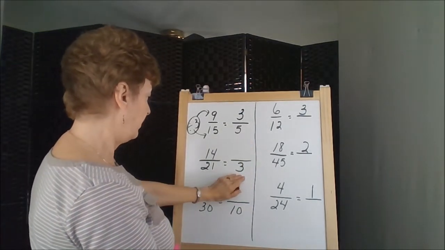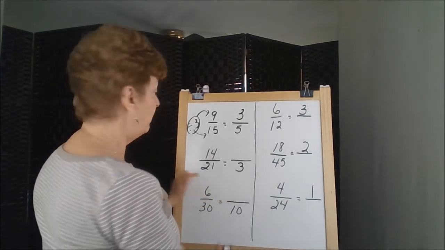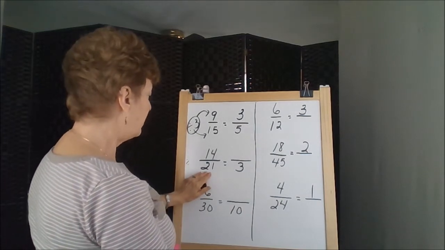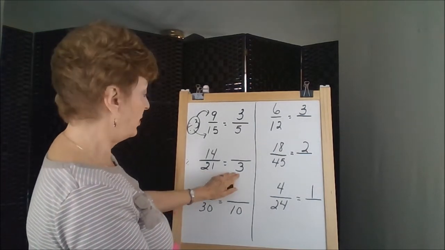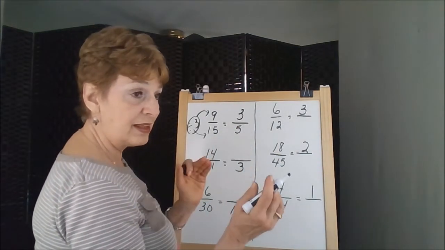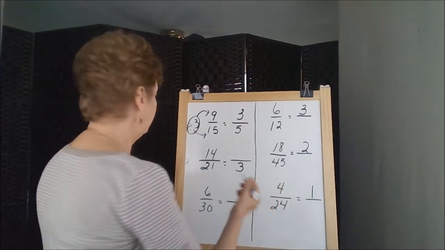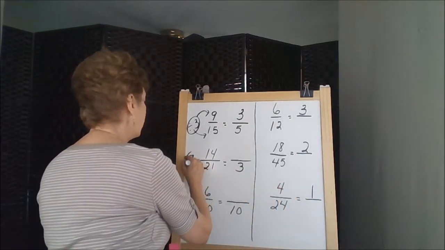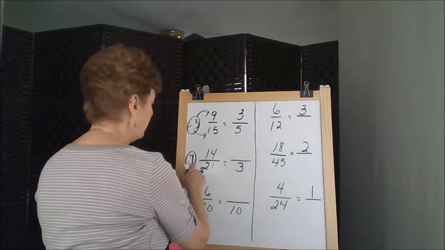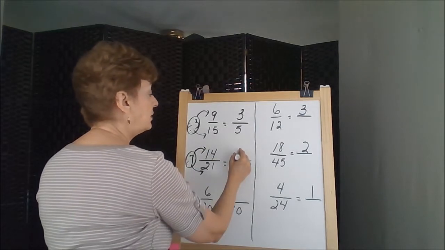21 to 3. So we're getting smaller, so we know this is division. What could you divide 21 by in order to get a 3? Or if you'd rather think of it the other way, what times 3 is 21? 7. So we're going to divide both of these by 7. 21 divided by 7 is 3. 14 divided by 7 is 2.